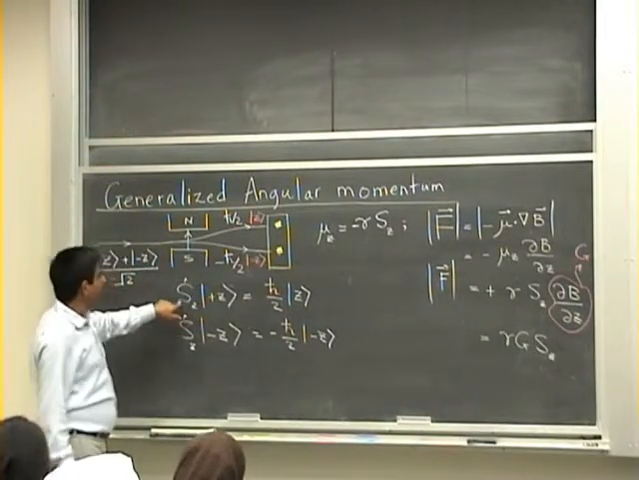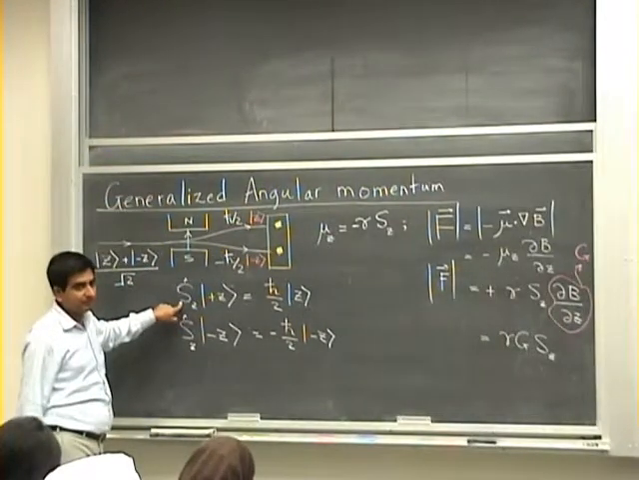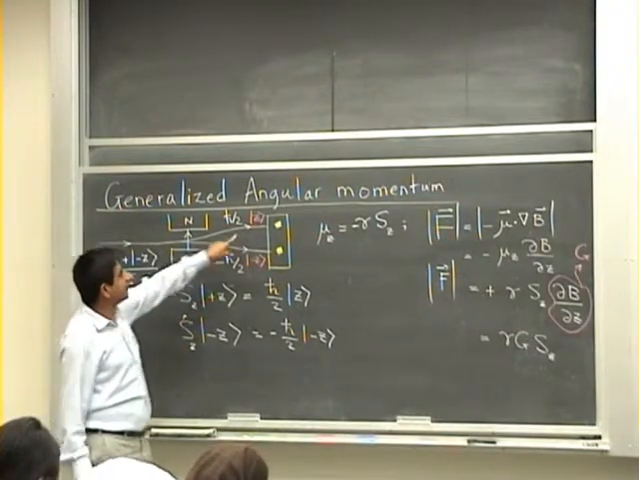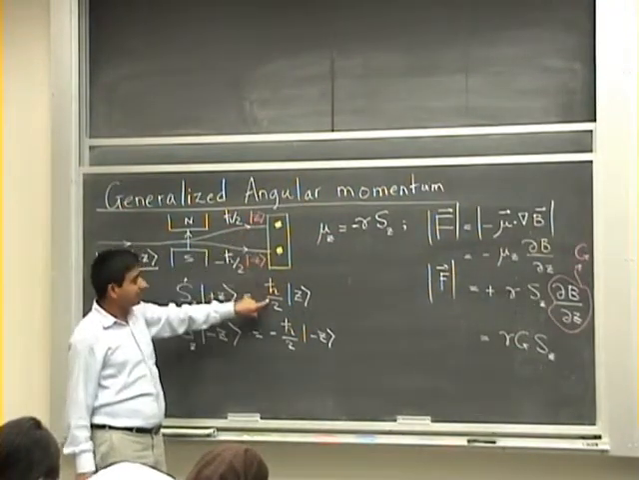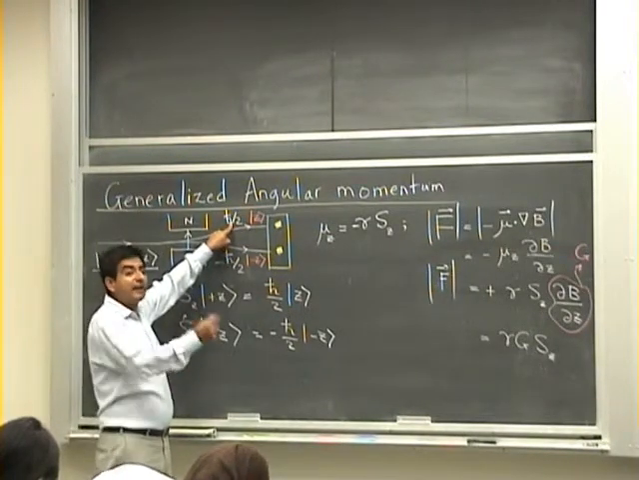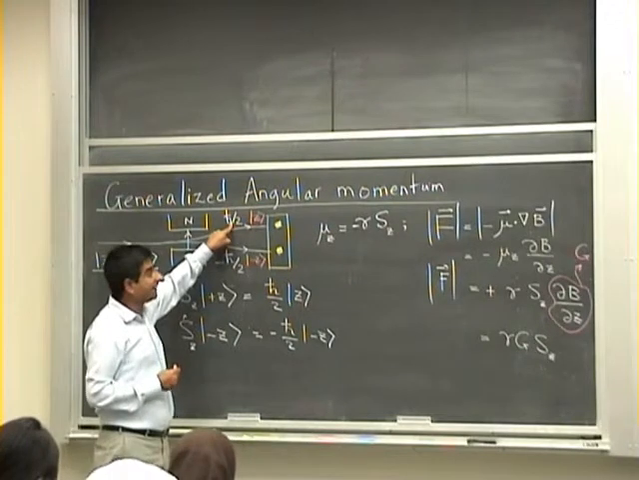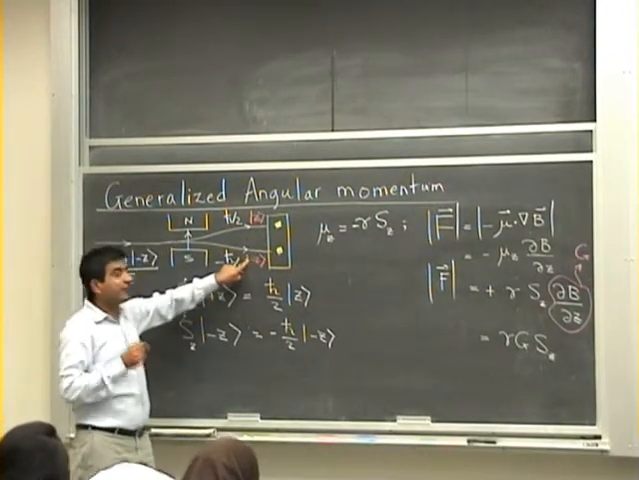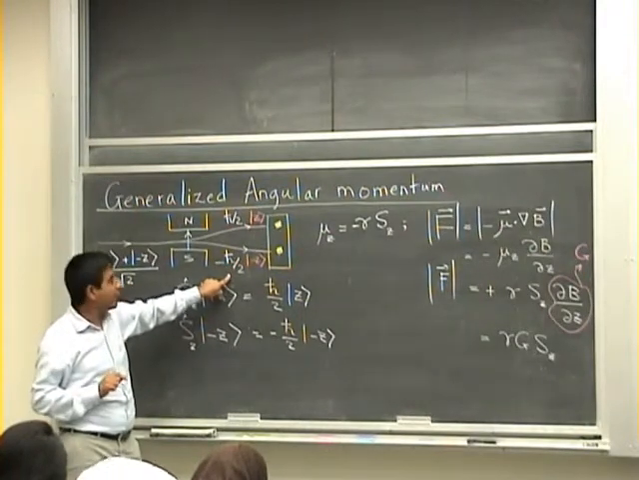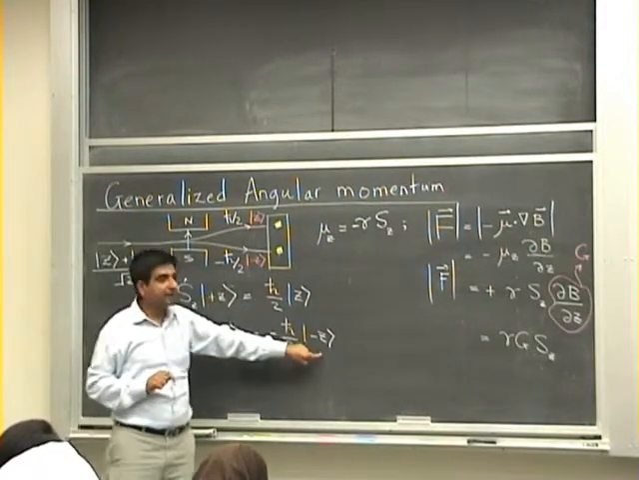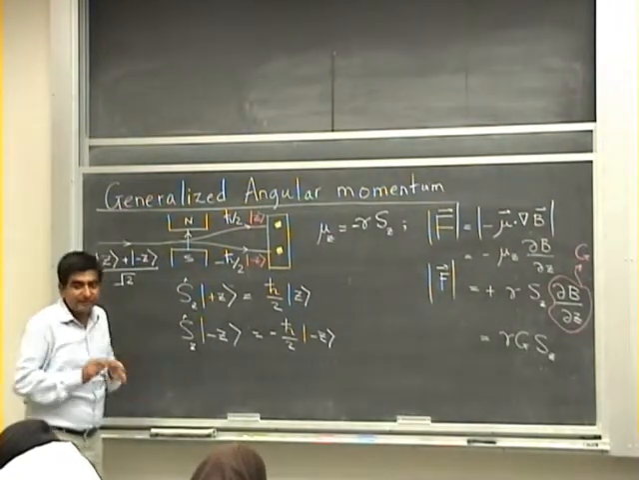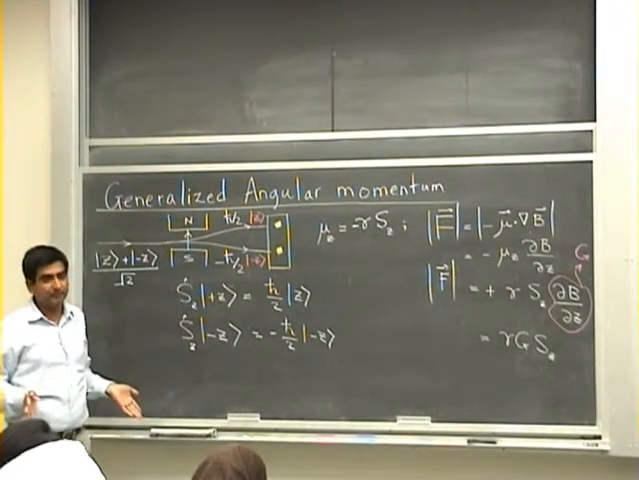Your measurement operator is Sz. The measurement outcome associated with an electron impinging here is just the eigenvalue, h bar over 2. So this is the angular momentum that will be measured if the electron comes here. If the electron happens to appear here, the measurement outcome is minus h bar over 2, which is the eigenvalue associated with the other eigenstate. So this is something that you already know.